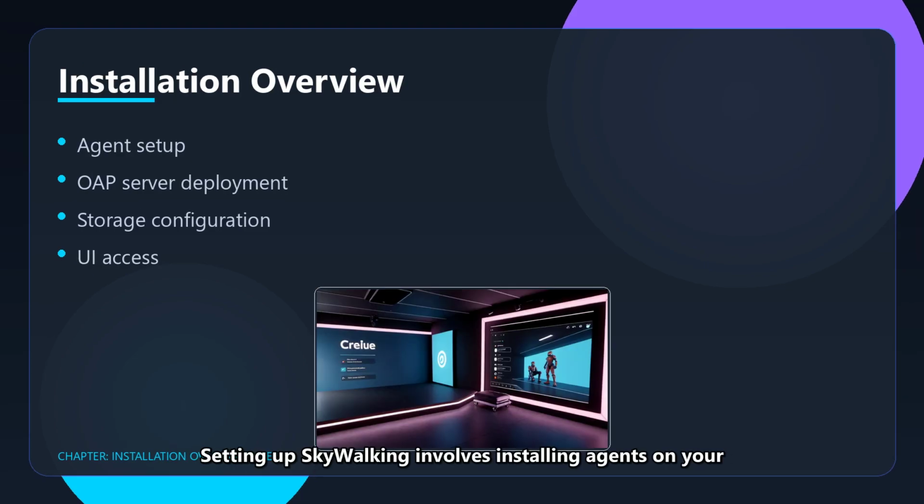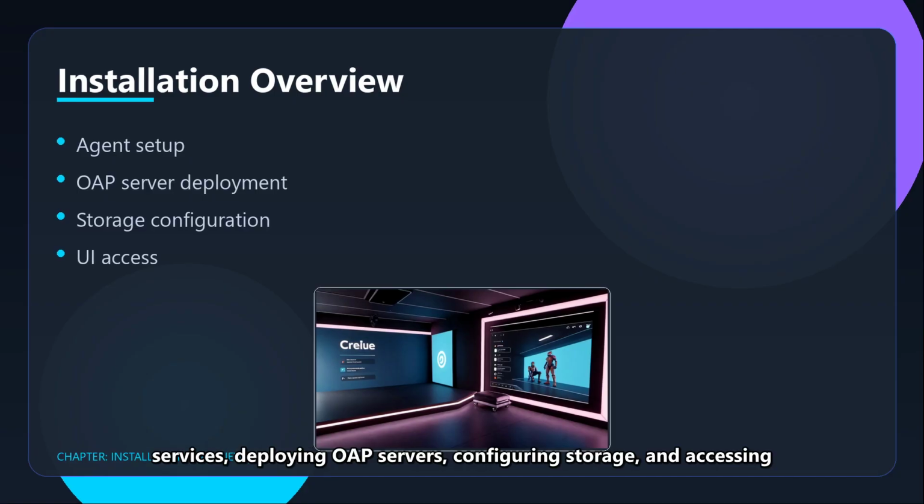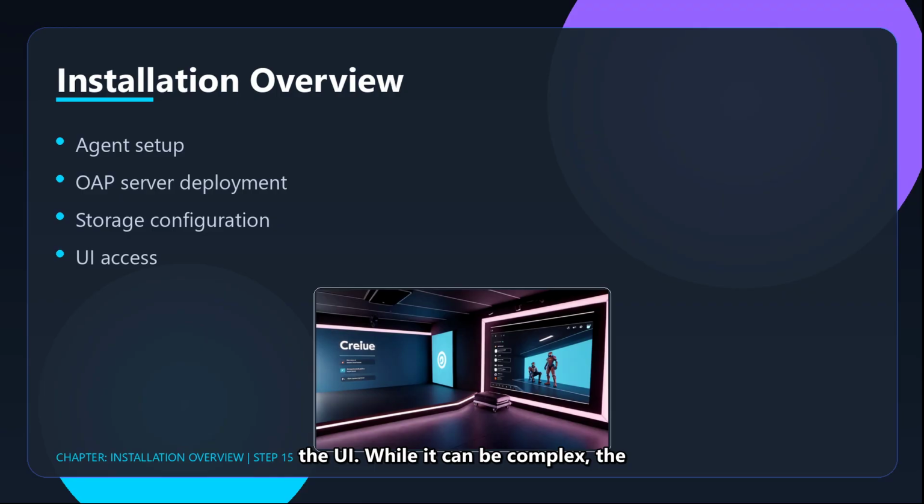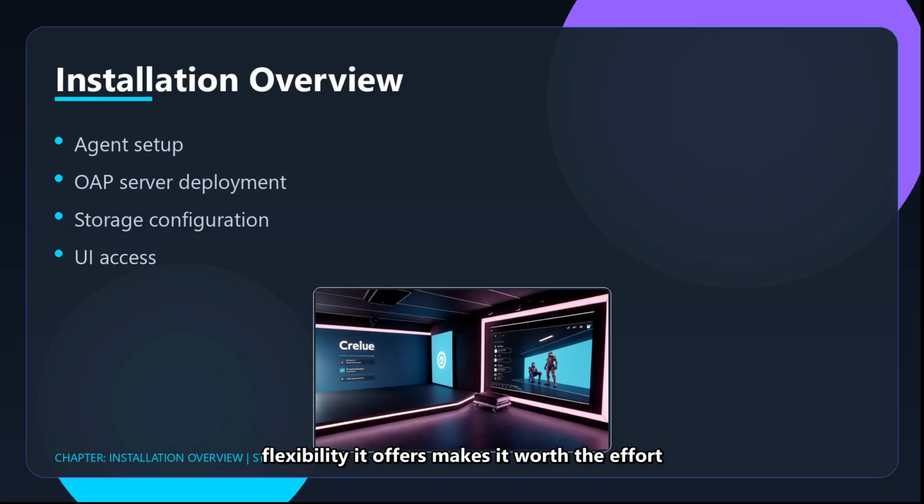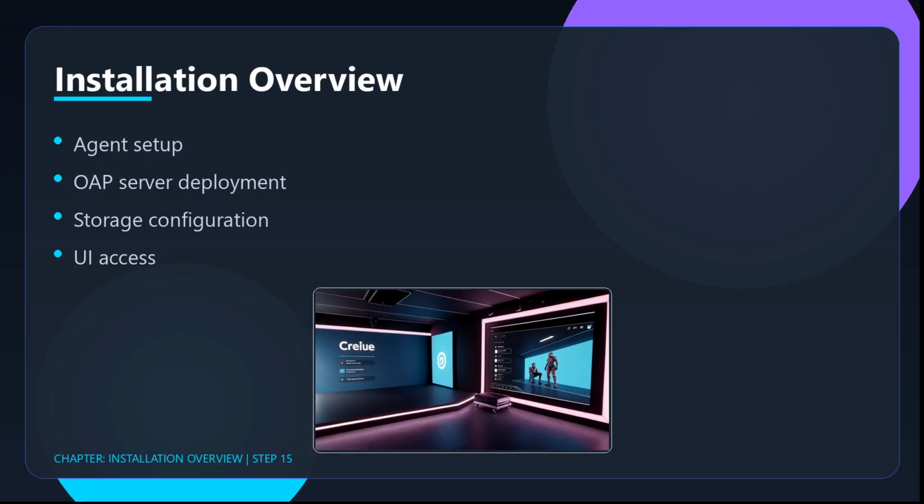Setting up SkyWalking involves installing agents on your services, deploying OAP servers, configuring storage, and accessing the UI. While it can be complex, the flexibility it offers makes it worth the effort for production environments.